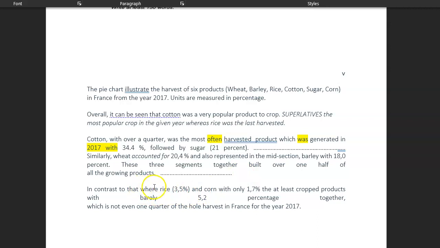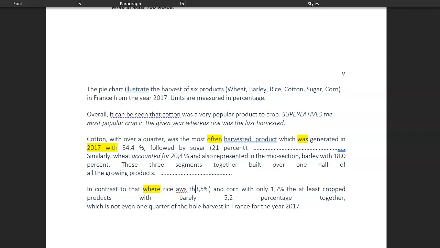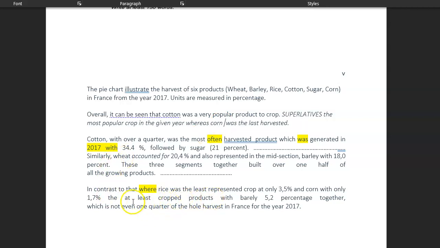In contrast to that, you don't need in contrast where. In contrast to that, rice, don't put it in brackets, was the least represented crop at only 3.5%, and corn with only 1.7. Oh, sorry, so that should say corn. Corn was the least cropped product. Good. The least cropped product, singular there, with barely 5.2 percentages together.